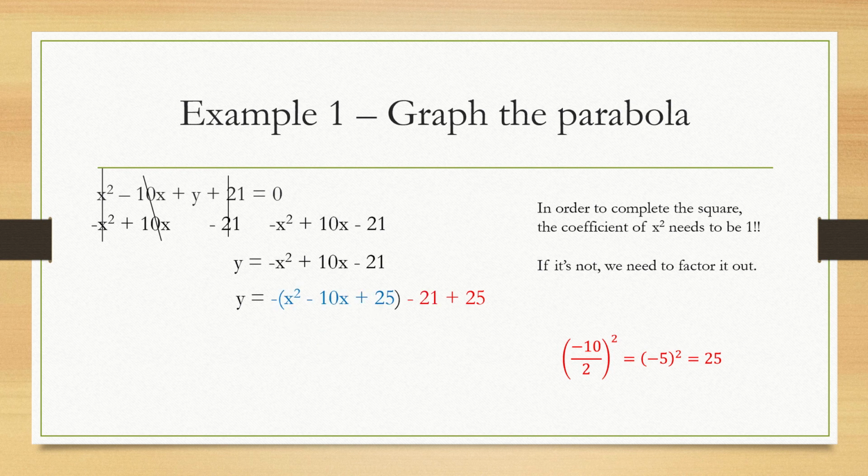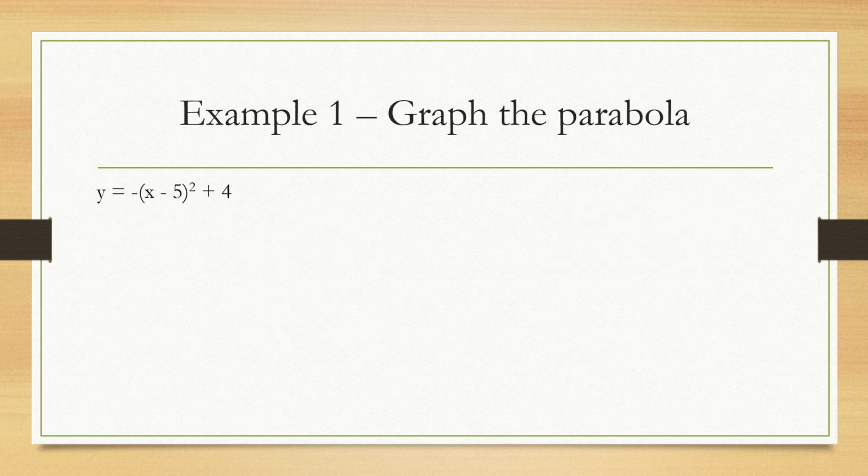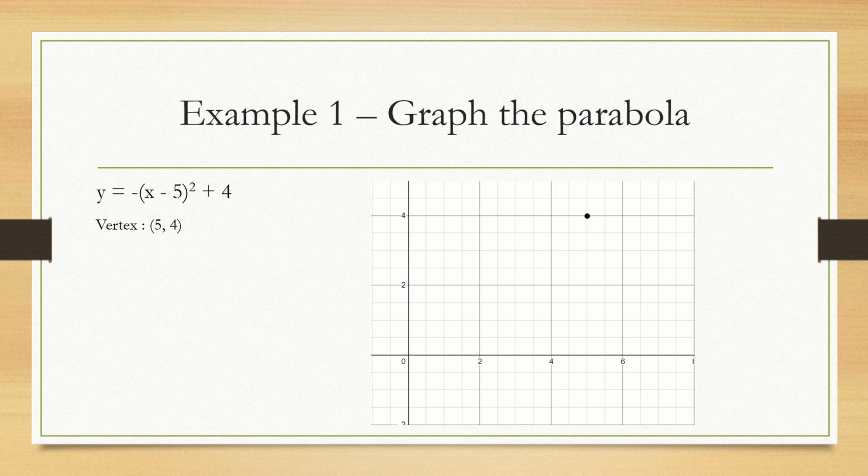Then we factor this trinomial, add up the two numbers right there, and we get this parabola in vertex form, just like we did in the first video. This trinomial factors into x minus 5 squared plus 4. I'm going to put it up here so that I can graph it with the vertex and the 5 points. So the vertex is going to be at 5, 4, and we can go ahead and plot that point.